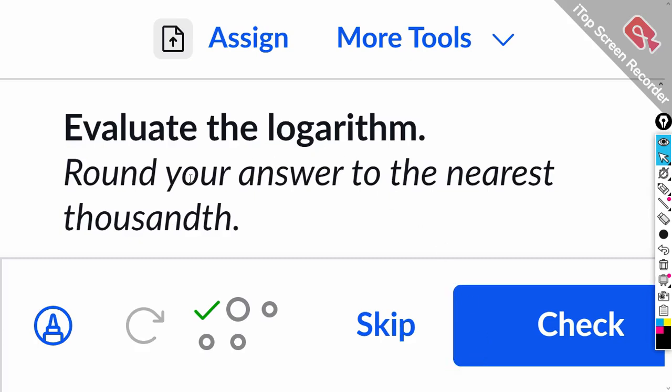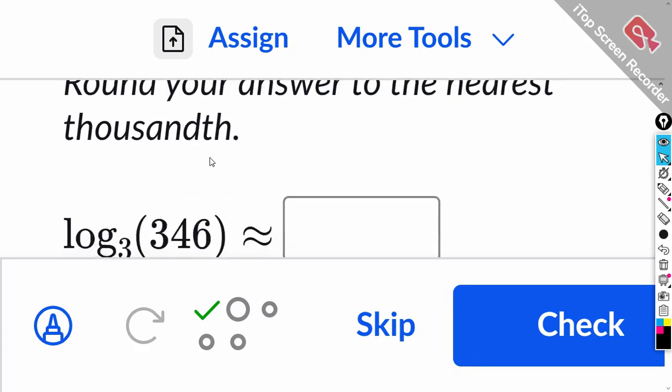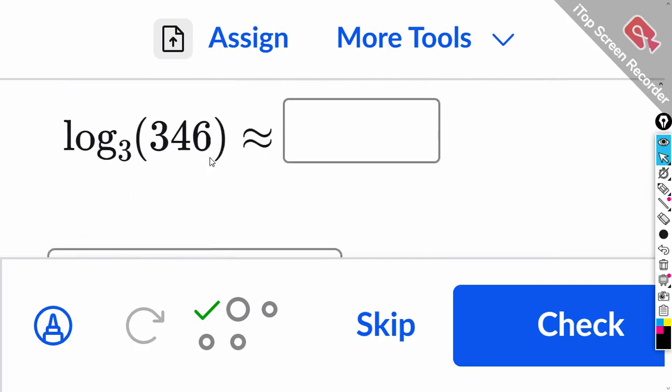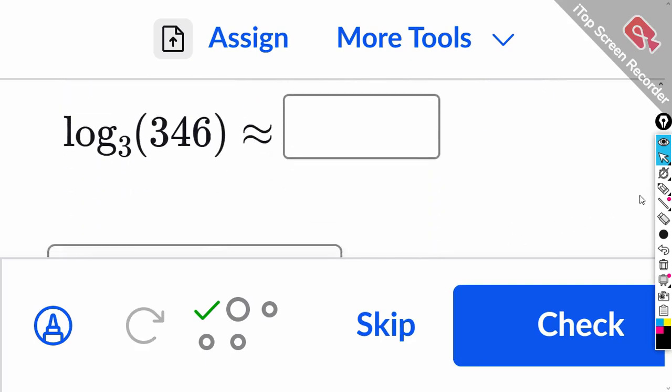All right, evaluate the logarithm, round to the nearest thousandth. Again, that is 3 decimals. So right here, we're going to apply the change of base rule. Why? Because most calculators cannot do log base 3.